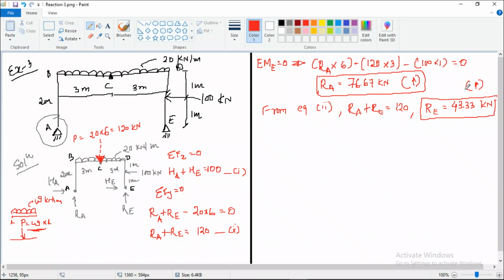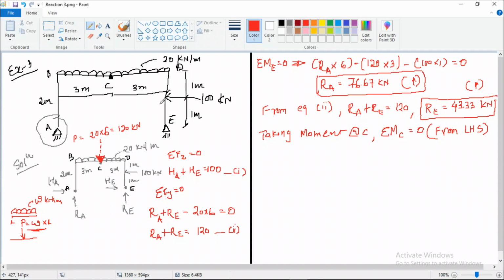So we got two reactions, Ra and Re. Vertical reactions are already known to us. Now to find out the horizontal reactions, we need to take moment about point C. So taking moment about C, so let us consider summation of moment at C is equal to 0 from left hand side. Here it is important to write, either you can take from right hand side or left hand side, that is your choice, but you need to see on which side you have the minimum forces.